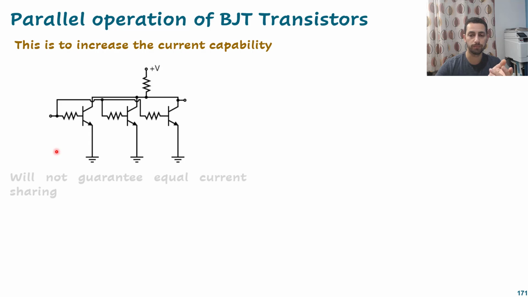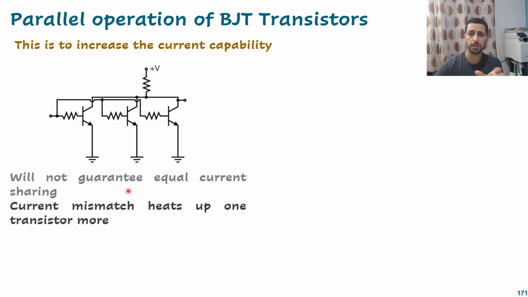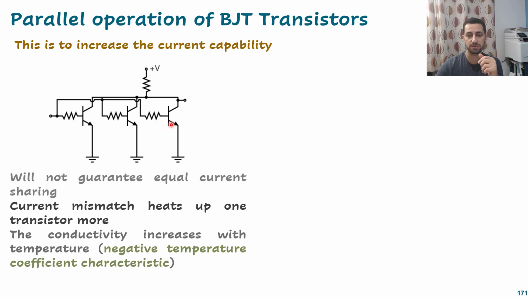The answer is no, because this will not guarantee equal current sharing, because there are some mismatches in the manufacturing process. And with the current mismatch, maybe this one is now going through about 1.5 ampere, this one 1 ampere, and this one half ampere. So the 1.5 ampere going through that transistor will heat it up more than others. And the problem with BJT transistors is the conductivity relation with the temperature. The conductivity increases with the temperature, and this is the problem.